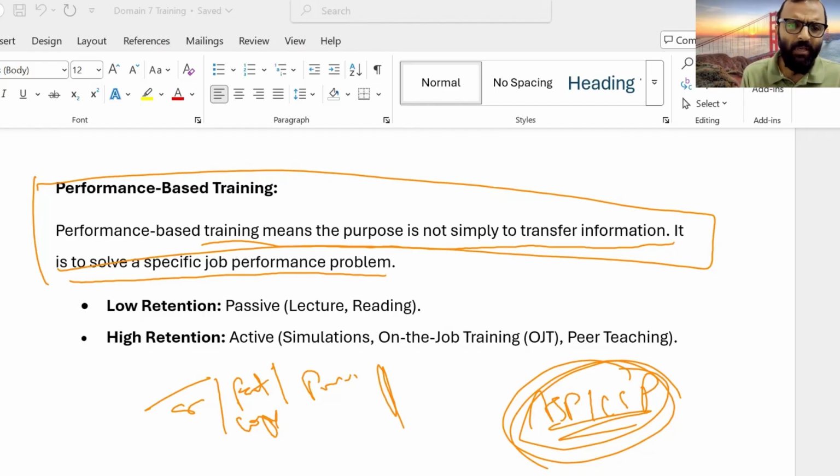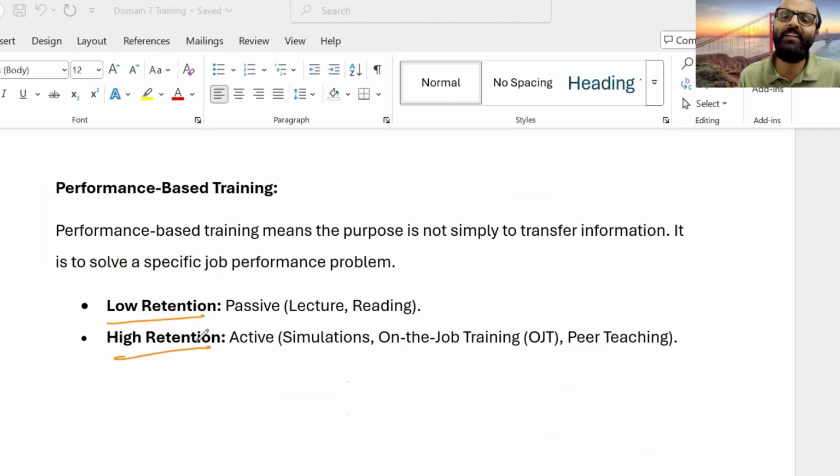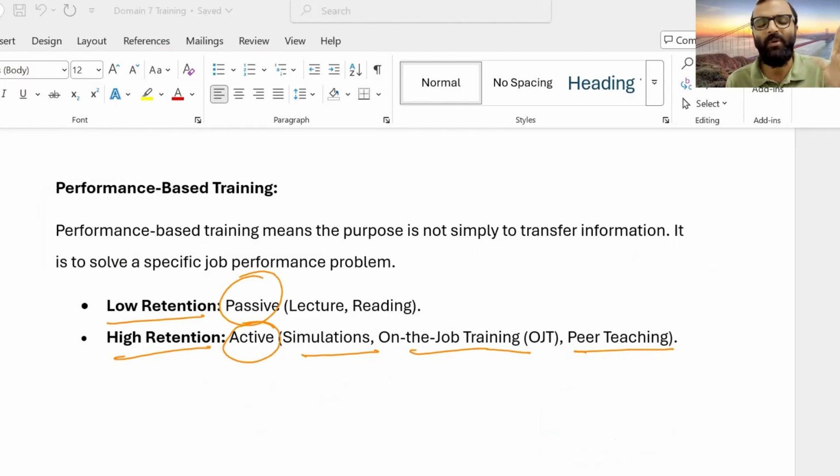Now, when you are doing this training, there is low retention and high retention. Retention means you can recall the training. The training has high retention when it is active training. Active means what? You are giving demonstrations, simulations, on-job training, peer teaching. You are doing things. Passive means just listening to a lecture, just reading. It is passive.